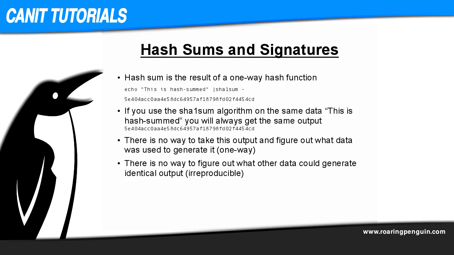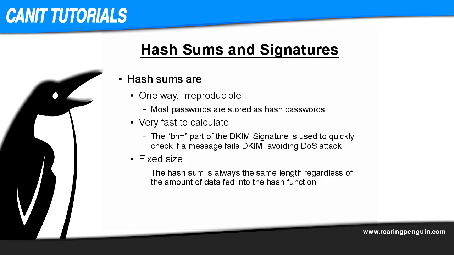Hash functions are very clever in that there is no way to look at the output and figure out what data was used to generate it. It's one way only. There is also no way to figure out what other data could be fed into the function to generate the same output. So, hash sums are one way and irreproducible. Unrelated to DKIM, a slightly more complicated version of hash sums is used to store passwords, so that if anyone ever gets hold of the hash sums, they can't figure out what the original password was, or figure out something else to use in its place.